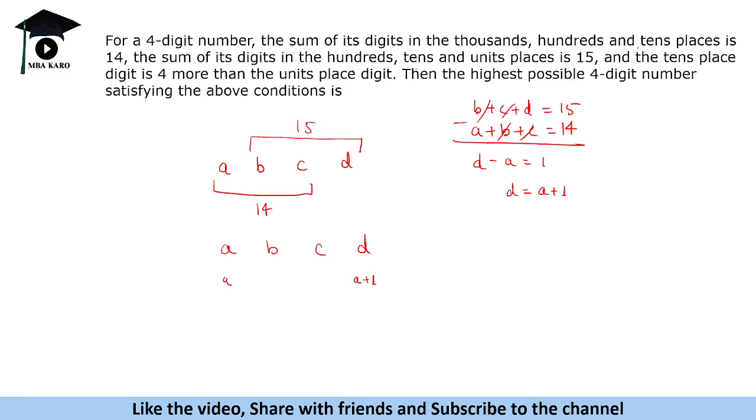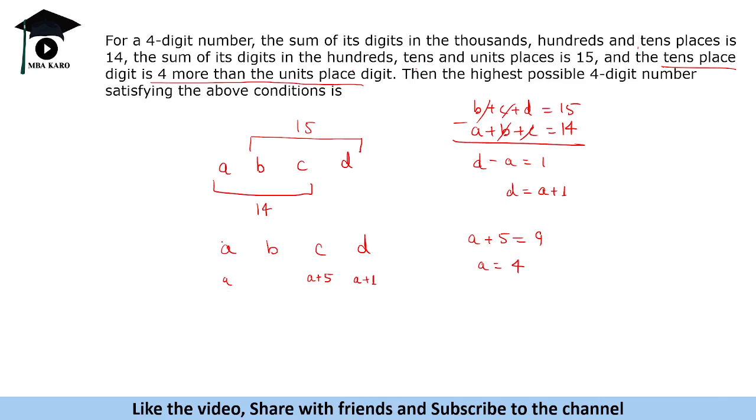And we are also given that the tens place is 4 more than the units place. So if this is C, and this is A plus 1, this will be 4 more, so A plus 5. The highest possible four-digit number, so we need to find the highest possible such number. Now, if we have to maximize this, we know that out of A, C, and D, C is the largest digit. So maximum can be 9. A plus 5 is equal to 9, so A is equal to 4.